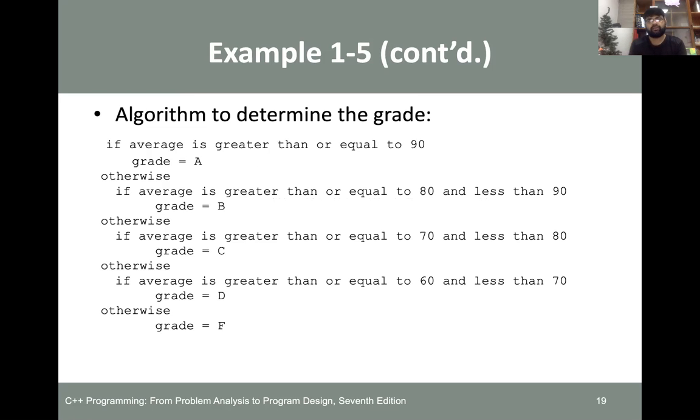So what is the algorithm to determine the grade? Well, if average is greater than or equal to 90, the grade is equal to A. Otherwise, if average is greater than or equal to 80 and less than 90, then the grade should be B. Otherwise, if this is not true, only then we should check for other conditions as well. And these are all checked together, as I've told you what conditions are. So these are different conditions based on which your grade will be calculated.